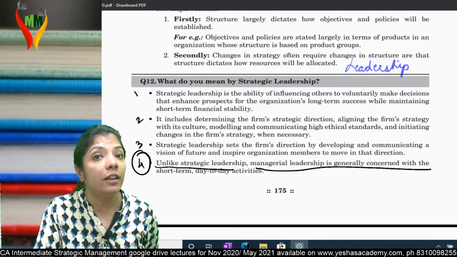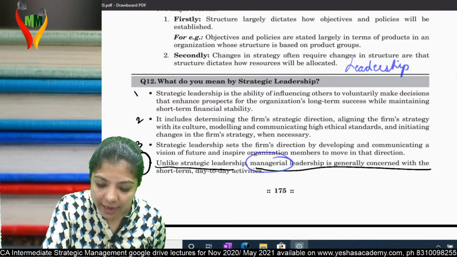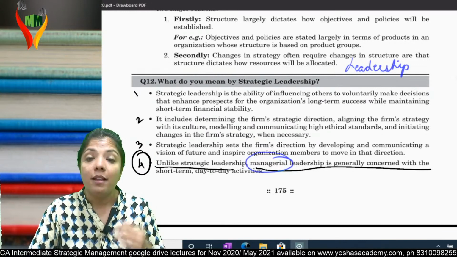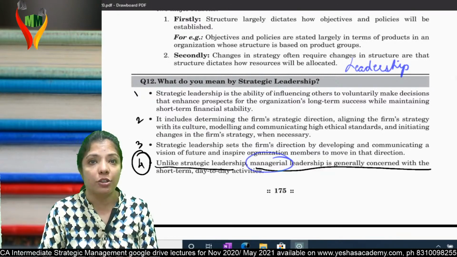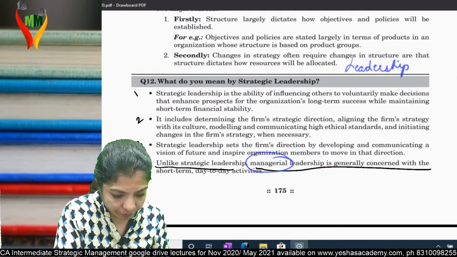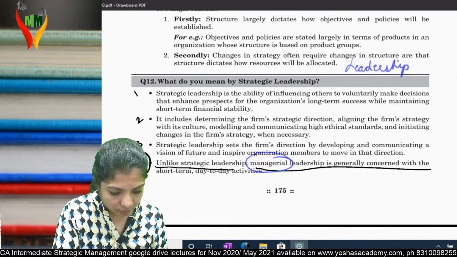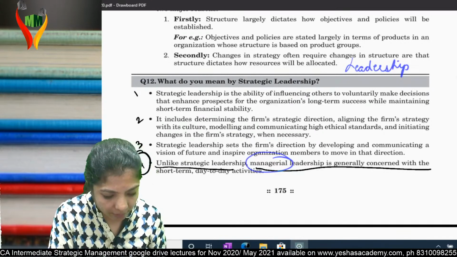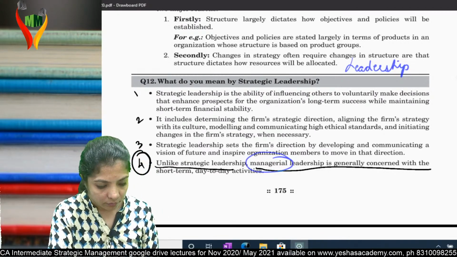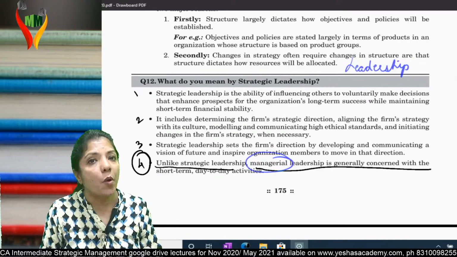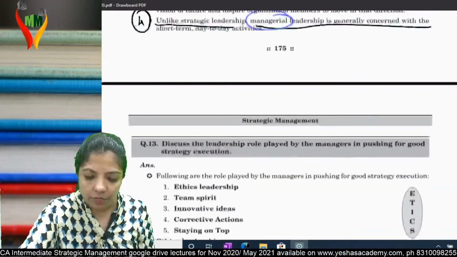Unlike strategic leadership, managerial leadership generally is concerned with day-to-day activities. So please write a question over here. What is the difference between strategic leadership and managerial leadership? If these points are there, strategic. If these points are not there, managerial. Am I clear?